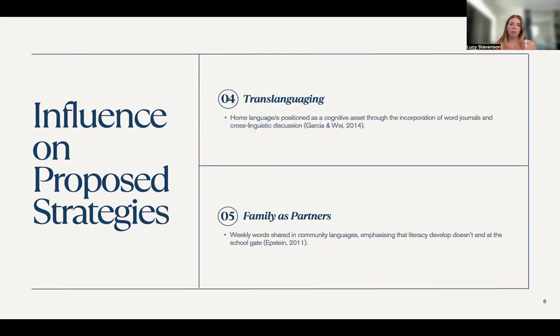Fourth, translanguaging practices, using students' home languages to support meaning making. And finally, involving families as partners by extending vocabulary learning beyond the classroom. Across all strategies, the focus is the same: deliberately building academic language the curriculum often assumes that students already have.